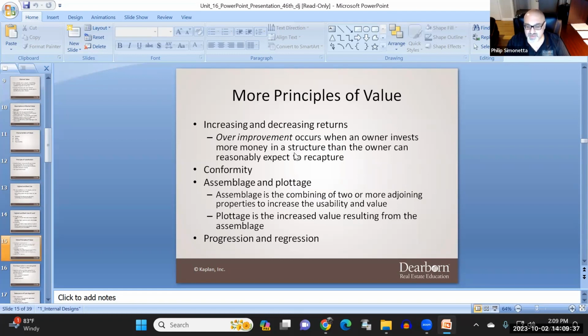And you have progression and regression. People moving to an area brings the value up. People leaving an area takes the value down, right? It's going backwards or progressing, right?